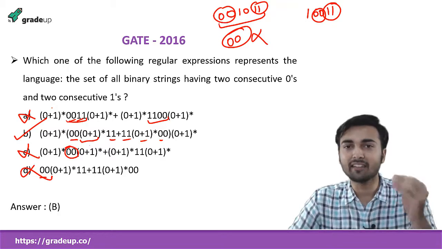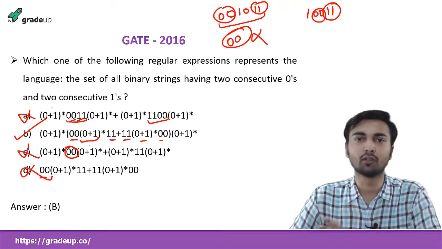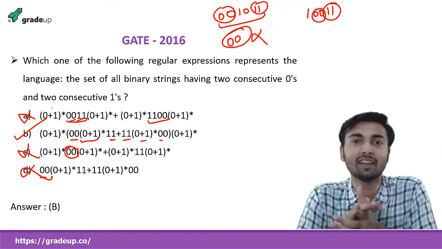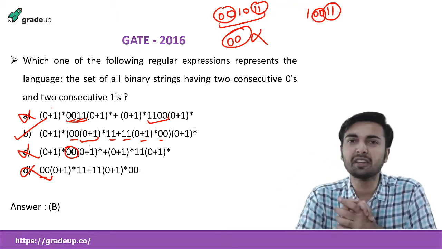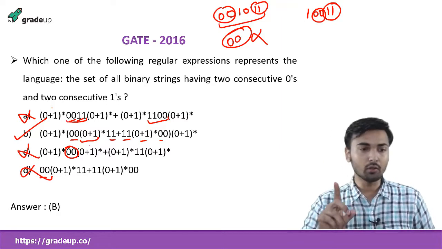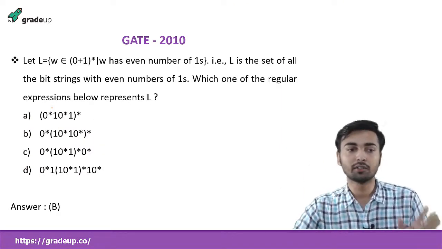So in the GATE exam or any other PSU exam like BARC, ISRO or anything, use this technique. Don't try to write the regular expression yourself. Try to go with option elimination. Got it? Now I am giving you one more example. Try it yourself now.